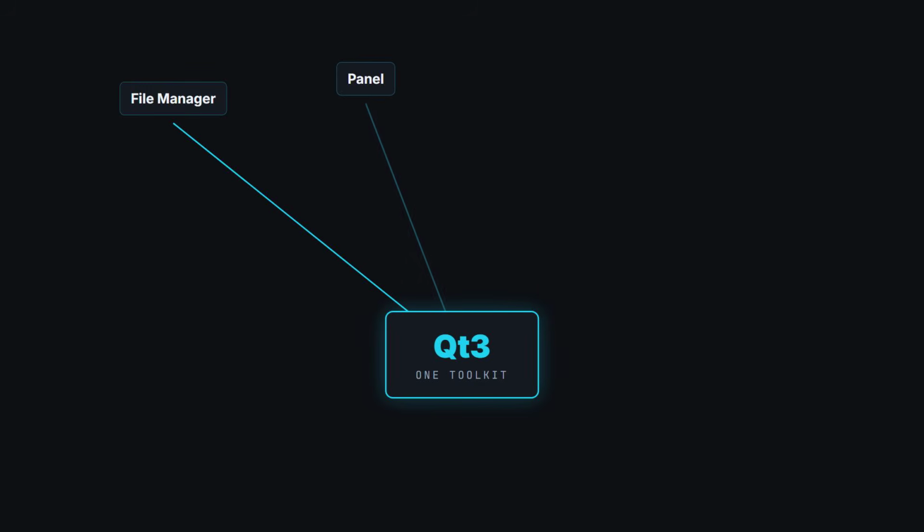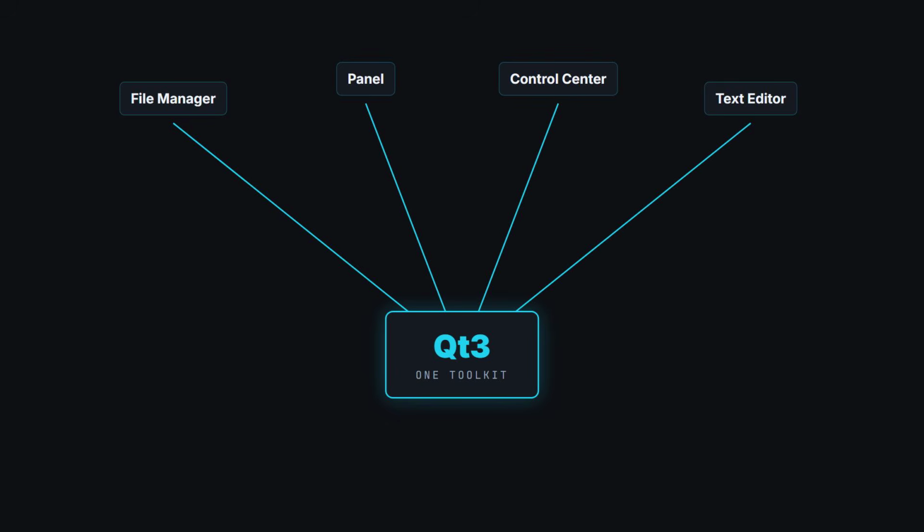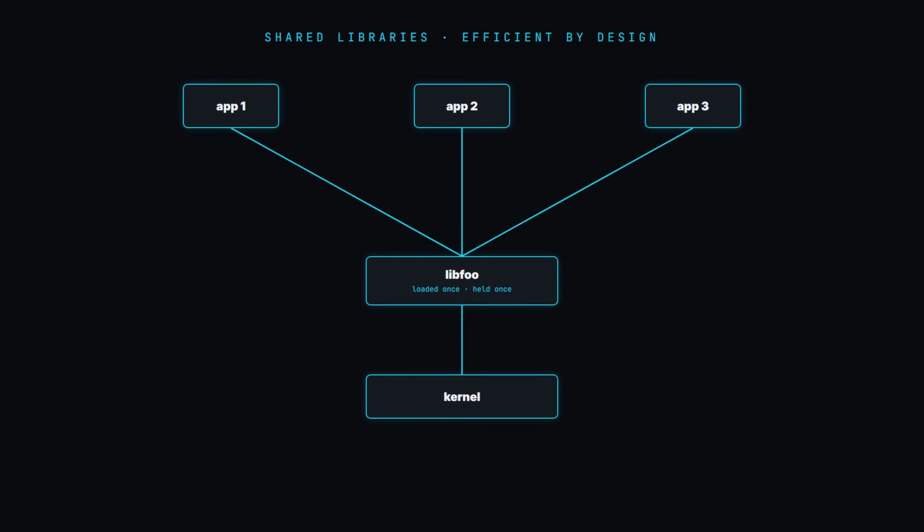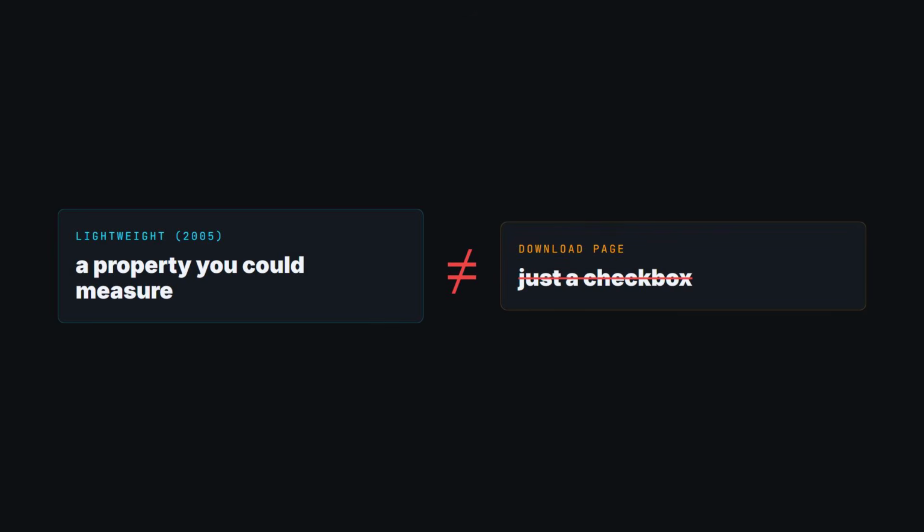KDE 3 also had an architectural advantage. The whole thing sat on one toolkit. Qt3, top to bottom. File manager, panel, control center, text editor. They all shared the same libraries, loaded once, held in memory once. Deep integration wasn't a buzzword here. It was the reason a cold boot fit inside 200 megabytes. That was lightweight, not a checkbox on a download page. A property you could measure, one the engineers had fought for on purpose.